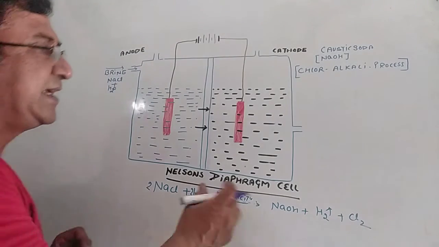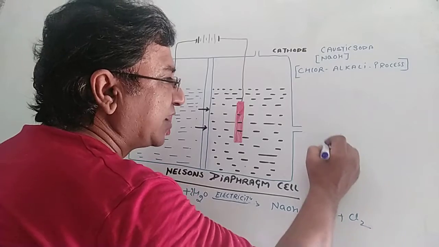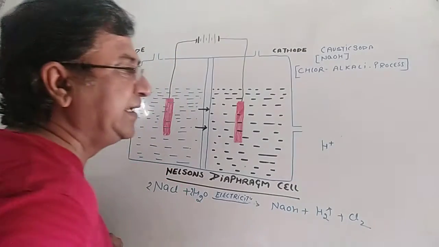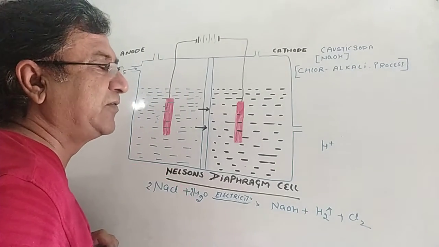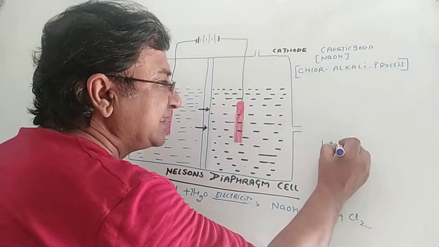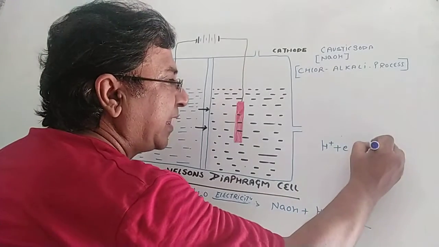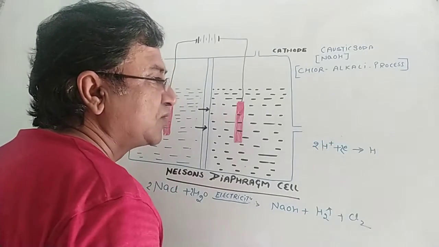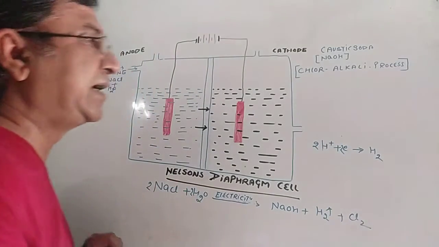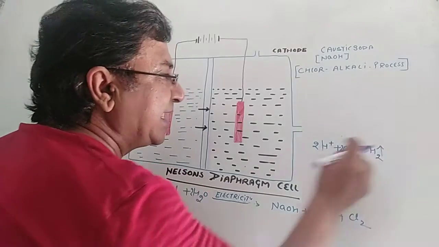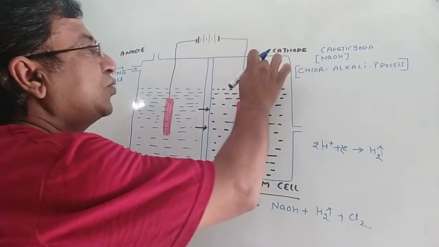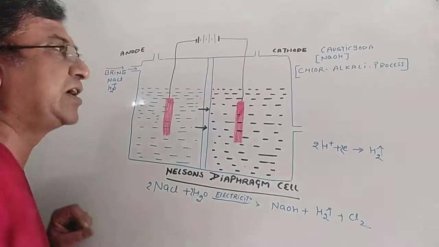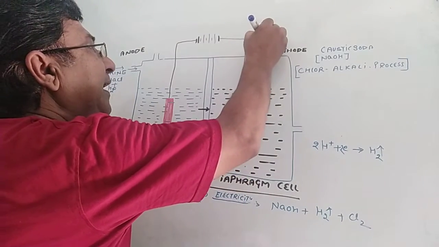Now, hydrogen, as it is positively charged, is in the ionic form. It is always in the ionic form. So it has to gain electrons to become hydrogen gas. If we take two hydrogen ions and two electrons are given, it will become hydrogen gas. So it has to take the electrons from the cathode because the cathode is negatively charged. So here we will get hydrogen.